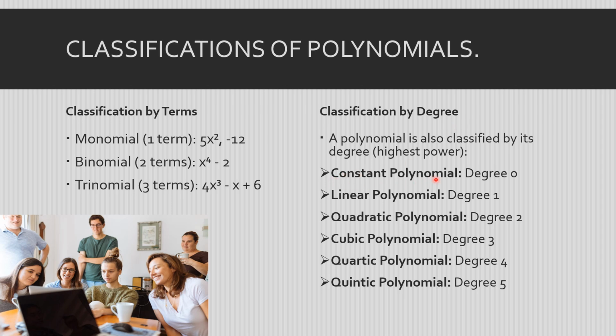Classification can also be done in the form of their degree. So we have the constant polynomial, where the degree is 0. The linear polynomial, the degree is 1. The quadratic polynomial, the degree is 2. Cubic polynomial, degree 3. Quartic polynomial, degree 4. Quintic polynomial, degree 5, because a polynomial is also classified by its degree, that is the highest power. So the degree of the polynomial is based on its highest power. And the classification of polynomials identifies the type of polynomials we are dealing with or working with.